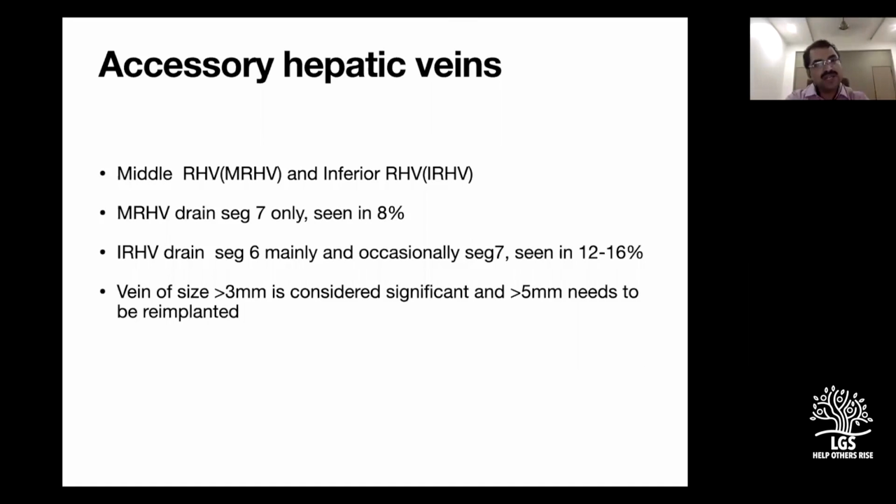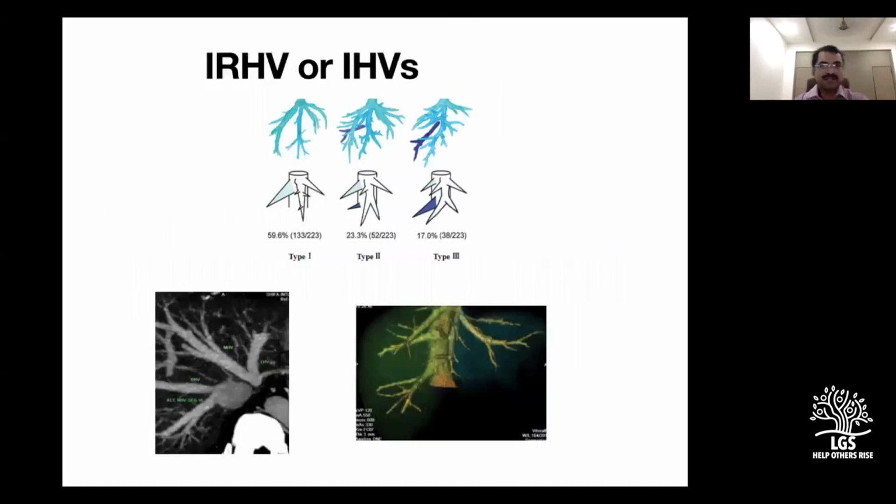A vein of more than 3 millimeter is considered significant. If you see the 3D reconstruction of the venous anatomy, a vein less than 3 millimeter is not indicated, whereas a vein more than 3 millimeter is indicated as the inferior or the middle right hepatic vein. And any vein of more than 5 millimeter needs to be reimplanted. So these are the inferior right hepatic veins.